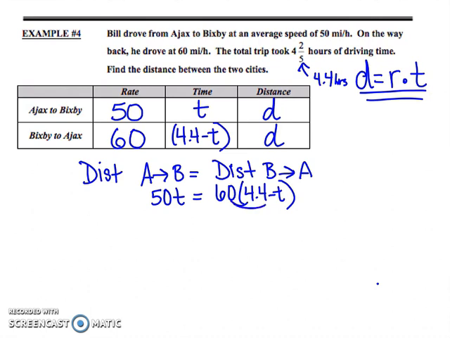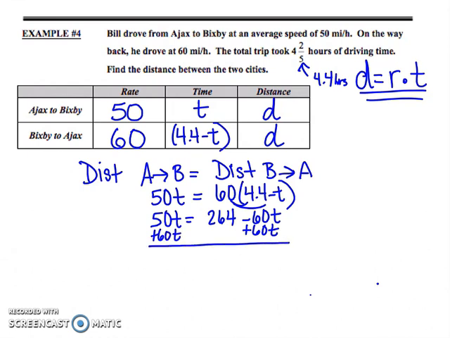So that's where we just have to do a little bit of math. We're going to distribute that 60. So we get 50t equals 60 times 4.4, which is 264 minus 60t. And now we just have to solve this. This is a very basic algebraic equation. I'm going to add 60t to both sides. So then I get 110t is equal to 264. I divide both sides by 110, and I get t equal to 2.4 hours.